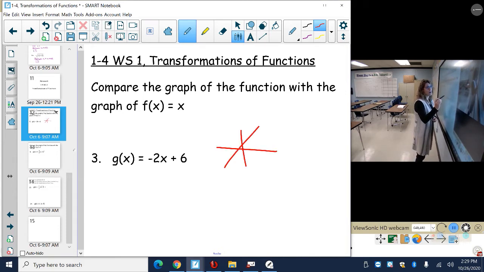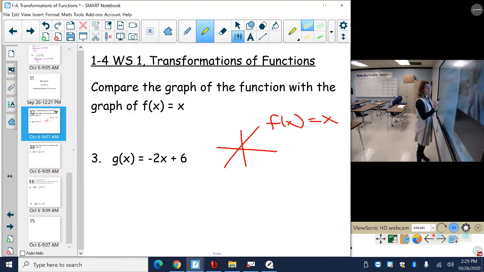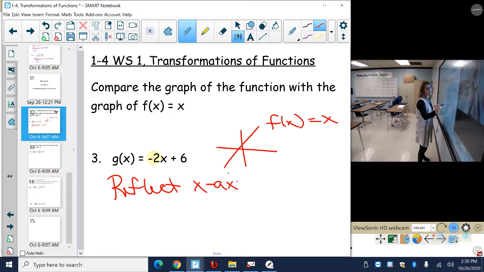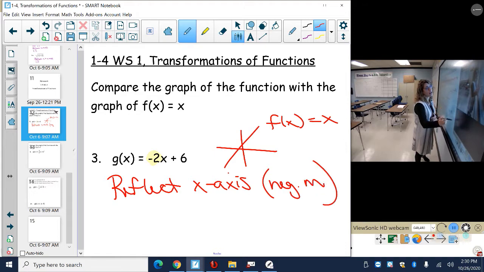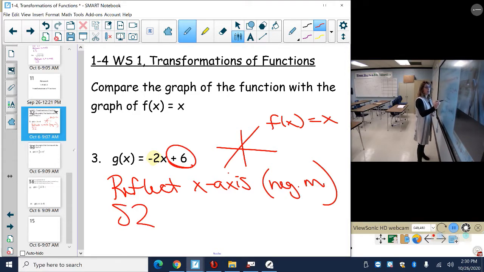The regular parent function of f of x equals x looks just like this. So what we did is we have a negative out front of it, so the negative is going to reflect it, and now it's going to be reflected over the x-axis, which means everything is swapping. So now we have a negative slope. That's all that's happening there, the negative m. The 2 is going from a slope of 1 to a slope of 2, so that means it's a stretch of 2, and the plus 6 is going up 6 units. Okay?